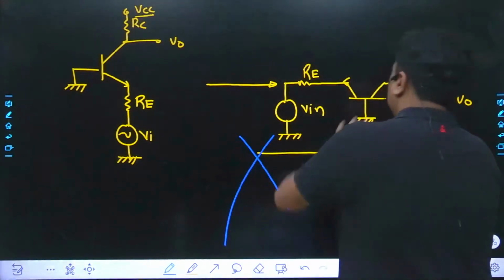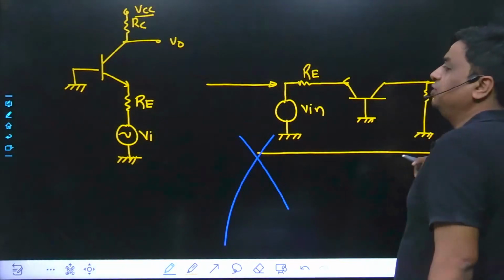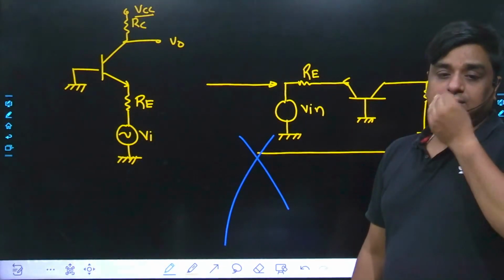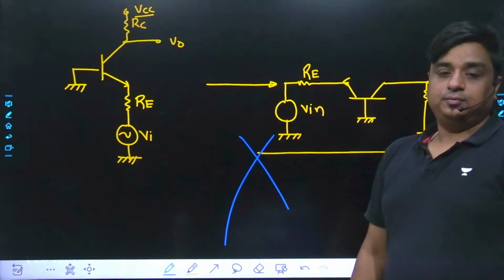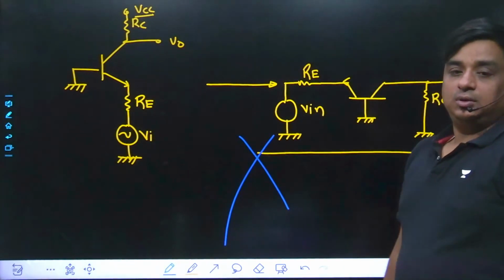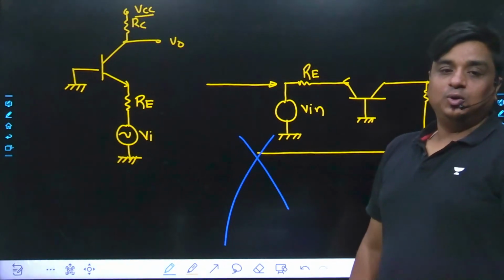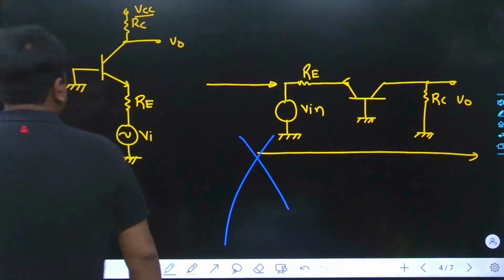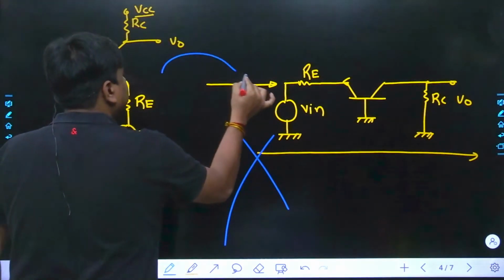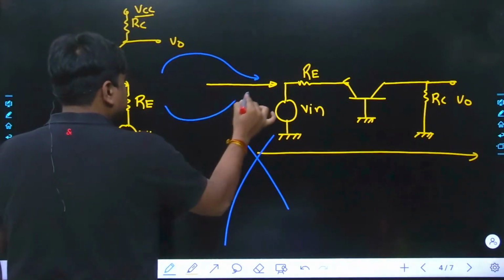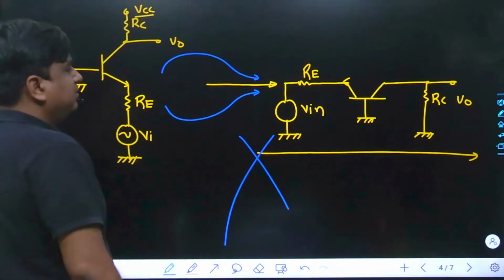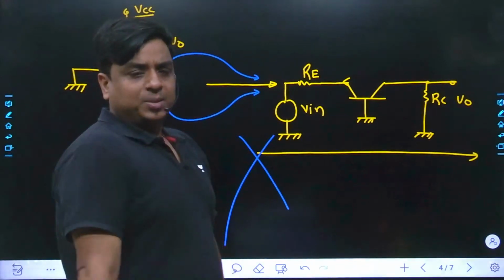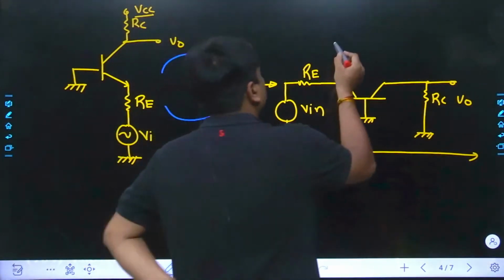Because you can see the input as well as the output was quite isolated. No, that's what I'm saying. Until and unless you take its AC equivalent, you won't be in a position to say something. I have taken its AC equivalent. Now RE has been a complete part of input, and similarly RC has been a complete part of output. So I would say there has not been any feedback at all.